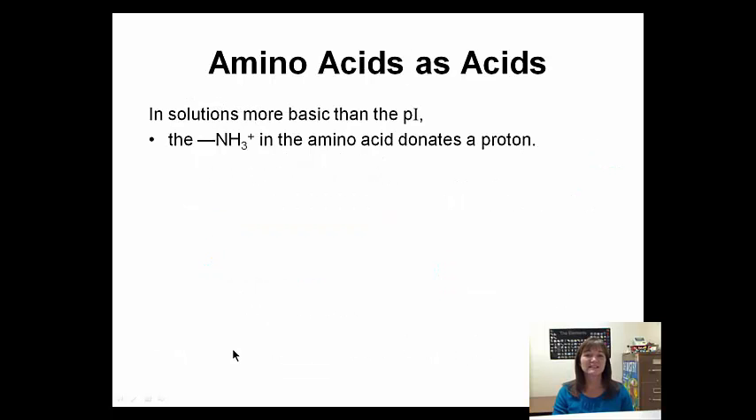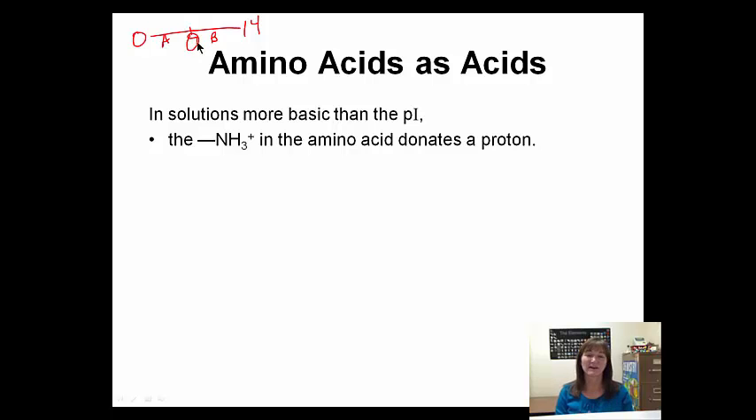So in solutions that are more basic than the isoelectric point, let me refresh your memory real quick on our pH scale. pH ranges from 0 to 14. Now, when we were going through the acid-base chapter, I told you that 7 was neutral, right? And anything above 7 was basic, and anything less than 7 was acidic. So that's a true statement, but when we're thinking about amino acids, we want to forget about this 7 being neutral. We want to think about neutral to the amino acid being its isoelectric point, okay?